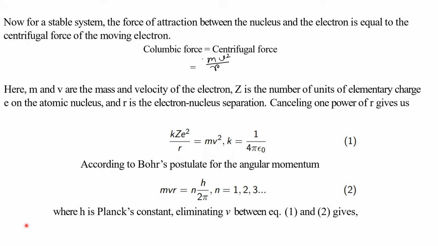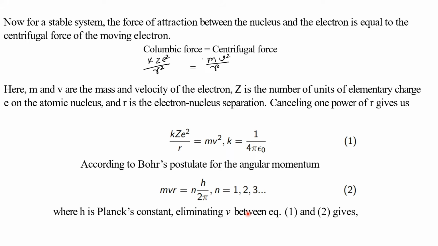So basically we can write the Coulombic force k z e square by r square is mv square by r, and if we cancel r in the denominator, we arrive at this expression: k z e square by r is mv square. The value of k is 1 by 4 pi epsilon naught. According to Bohr's postulate for the angular momentum, mvr is nh by 2 pi, where n is the quantum number and h is Planck's constant.